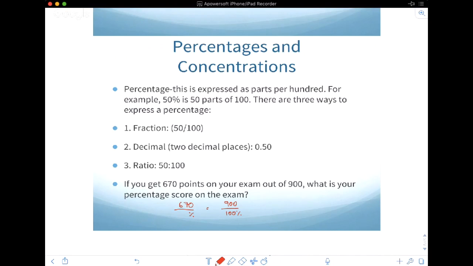If you do line equals line, with your known values and your unknown values, you cross multiply and divide, and that will give you the answer. I don't have my calculator, but I'm not going to do it in my head because that would be bad. It's going to be 670 times 100 divided by 900. That's going to be 74%. So you got a 74%, which is passing. So yay, you passed the exam.